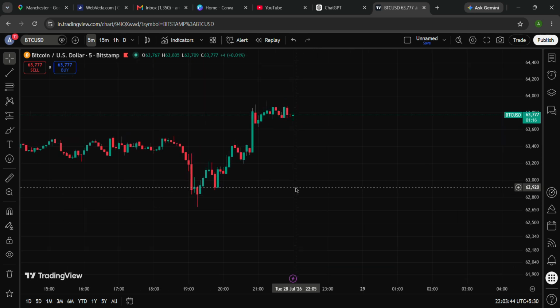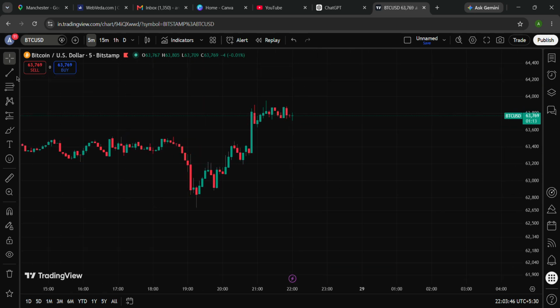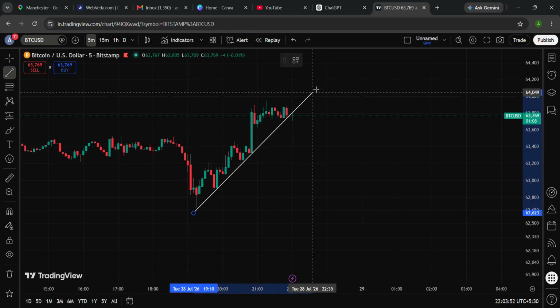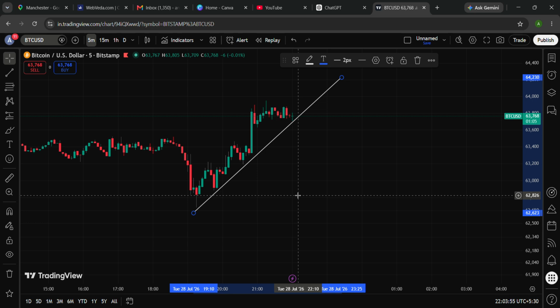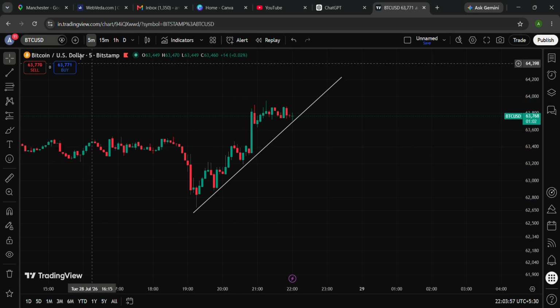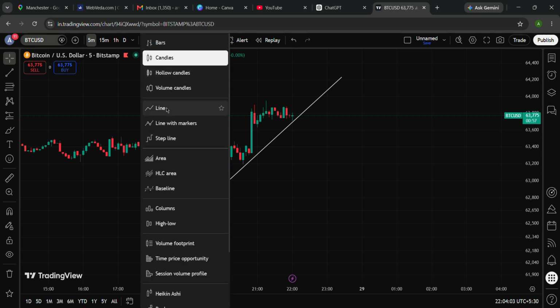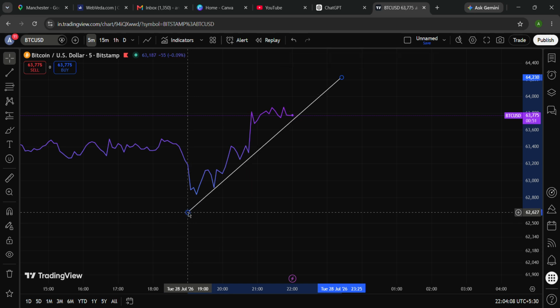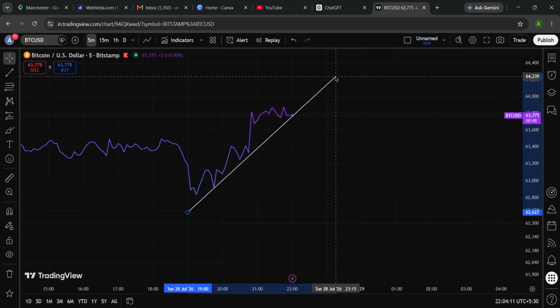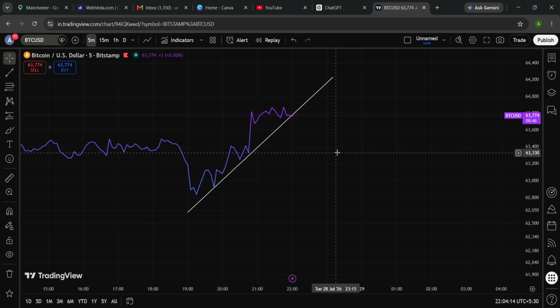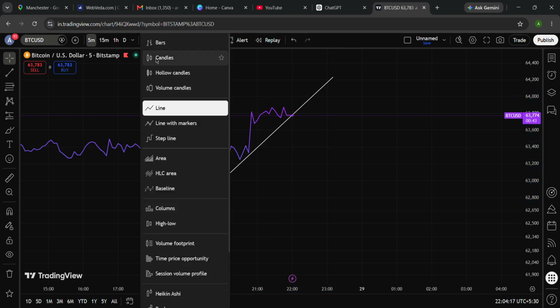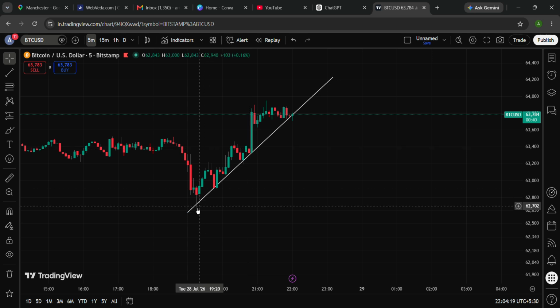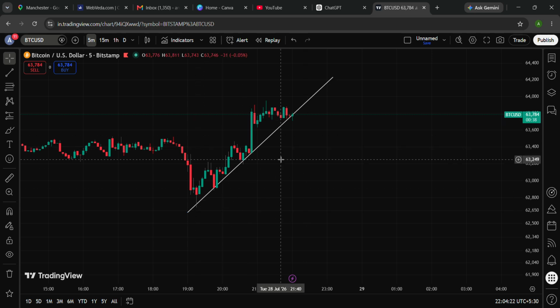If you already watched our trend line video, you will simply select a trend line here and plot a trend line. If you want to make your trend line more accurate, then I would highly recommend you move into a line chart, and in your line chart you can adjust it perfectly like that. And you can again come back to your candle chart, so that would be more accurate.